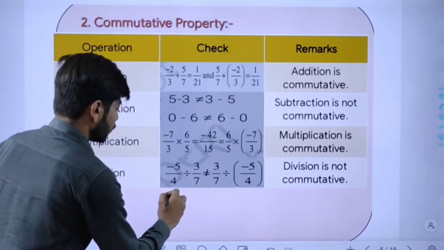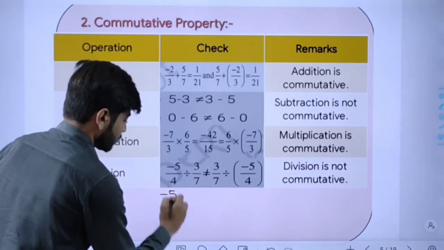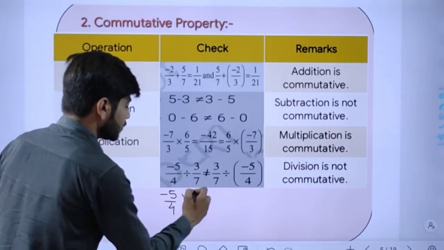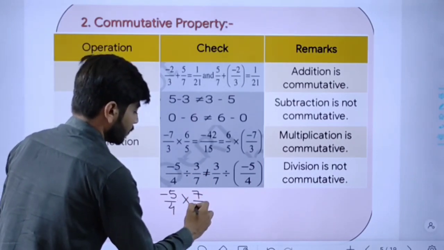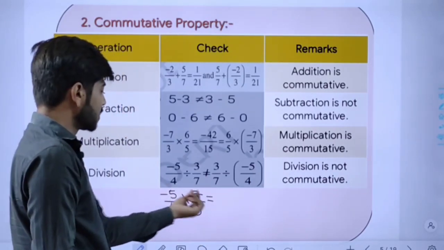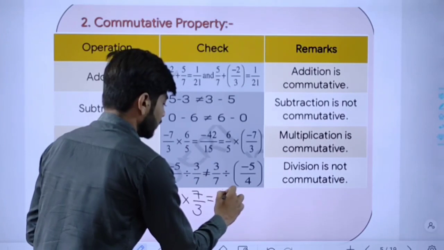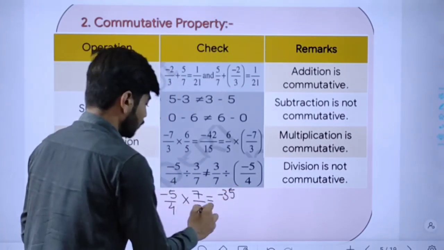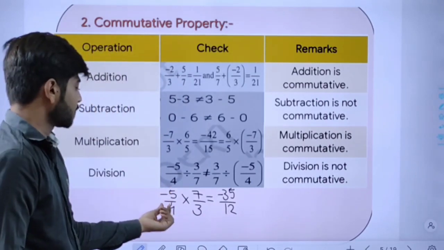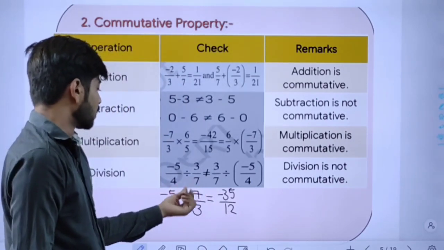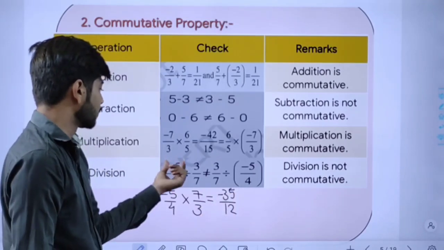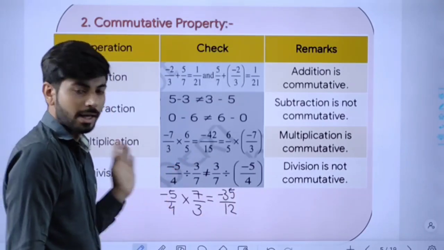Minus 5 upon 4 divided by 3 upon 7. So we will multiply by the reciprocal of the given fraction. So we will get 5 sevens are minus 35 and 4 threes are 12. So minus 5 upon 4 multiplied with 7 upon 3, we will get minus 35 upon 12. That is the division of the left hand side.